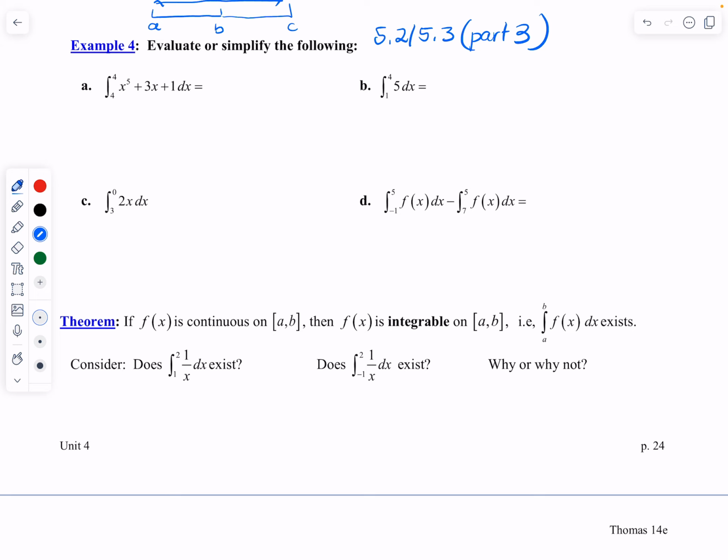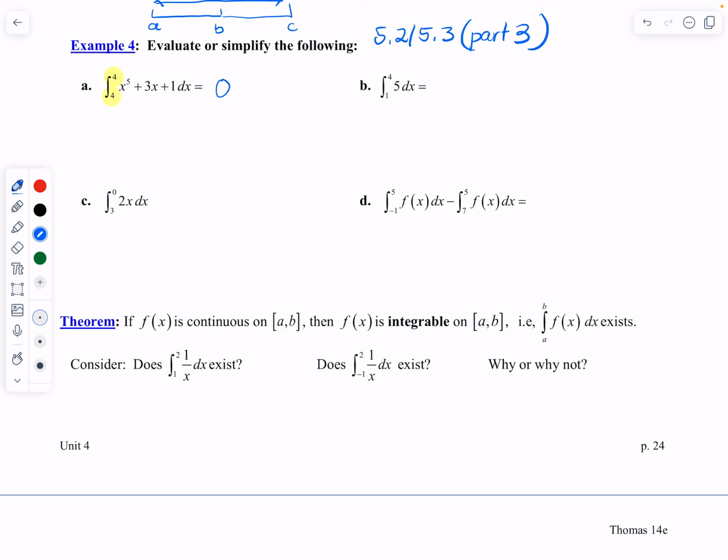Evaluate or simplify the following. We see that we don't have any movement because the upper and lower limits are the same. When that happens, I can't compute the area underneath the curve because I don't have an interval to do that. So the answer is 0, because that's what the area is. Again, the upper and lower limits were the same. Okay, let's look at B.